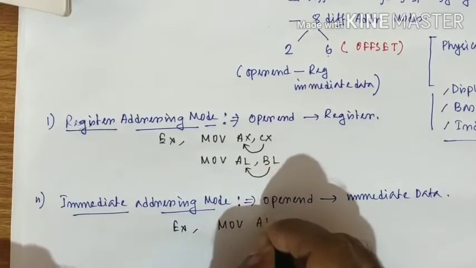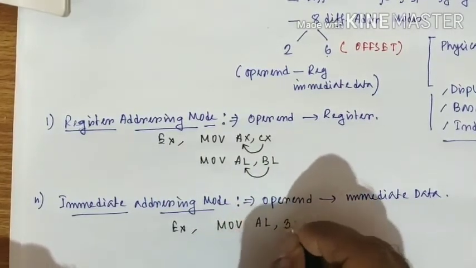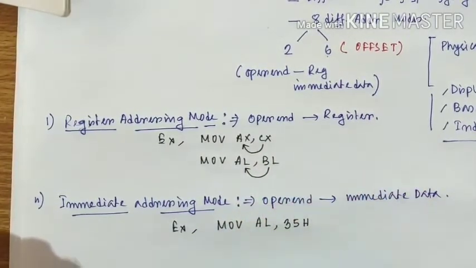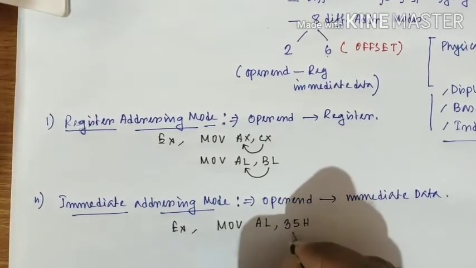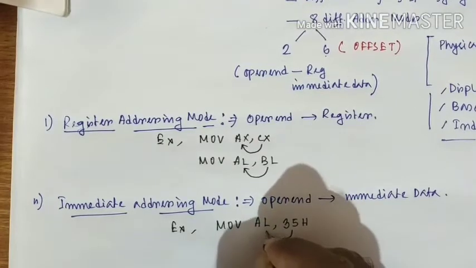Move AL, 35 hex. So 35 hex is an 8-bit data. So that data can be copied within AL.